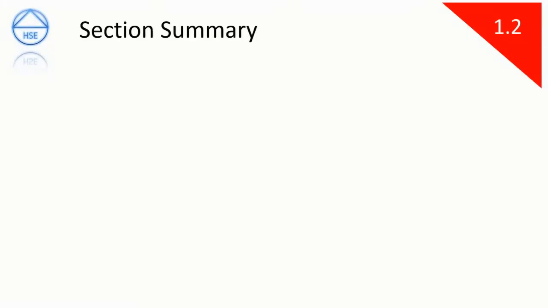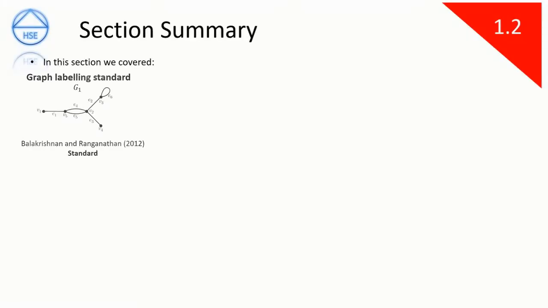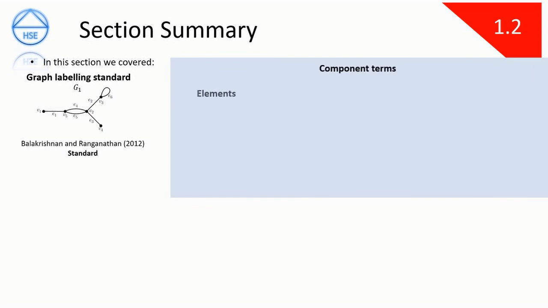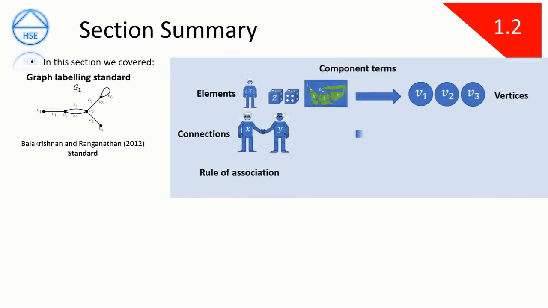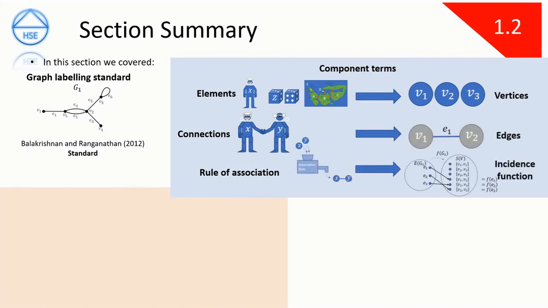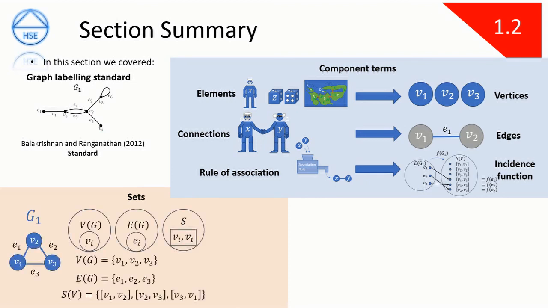Section summary. Well folks, that's it for part 1.2. In this presentation we covered the graph labeling standard using Balakrishnan and Ranganathan 2012 as the exemplar standard. We then formally covered off on the component terms, which were introduced in part 1.1 but were confirmed in part 1.2. We then introduced and covered off on the sets, being the vertex, the edge set, and the endpoint set. We also covered off on the order and size of a graph.